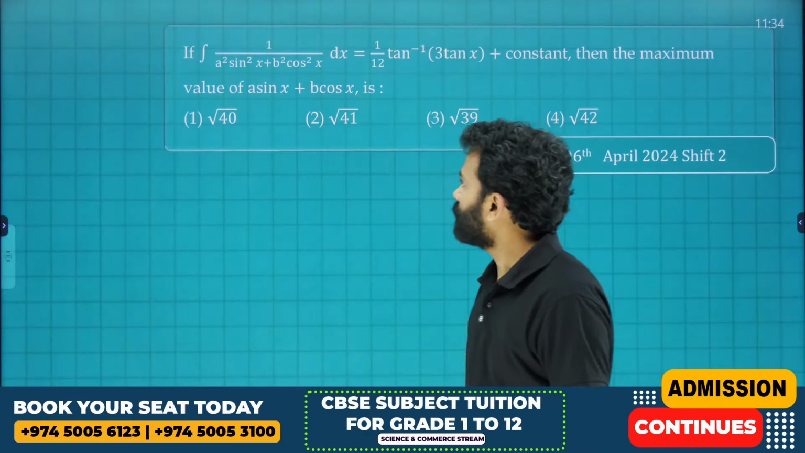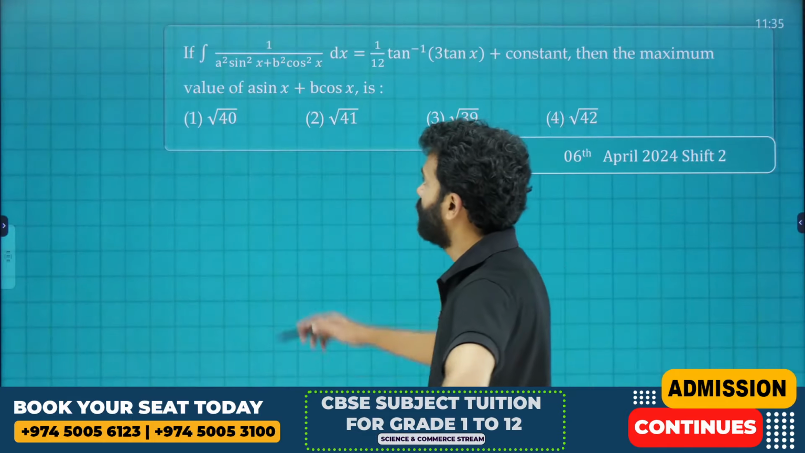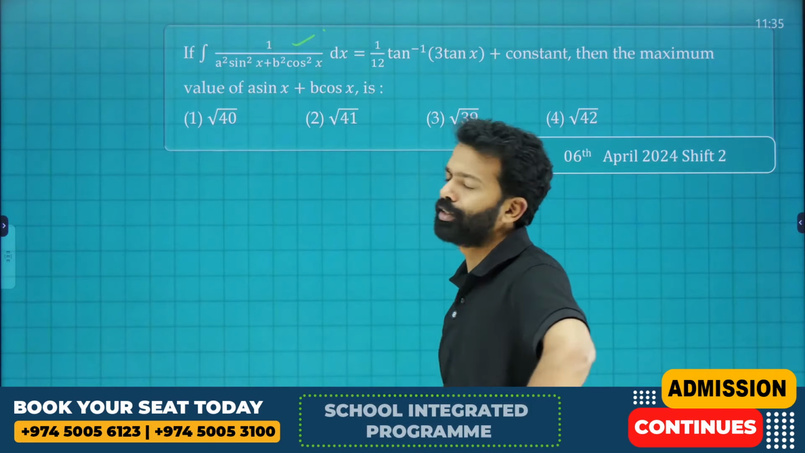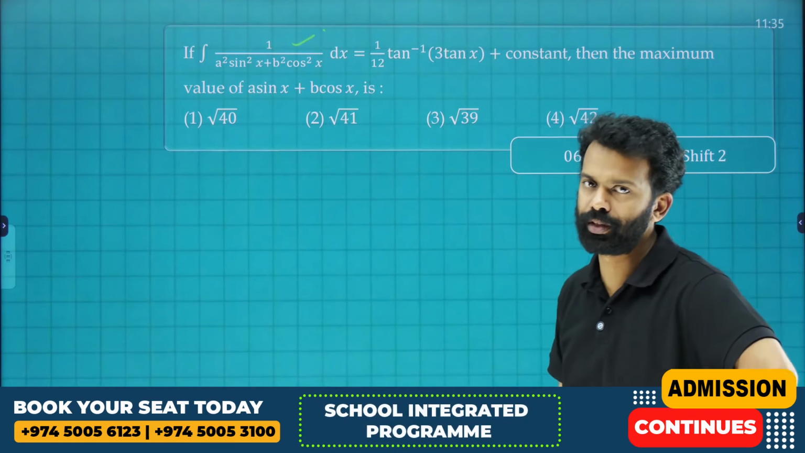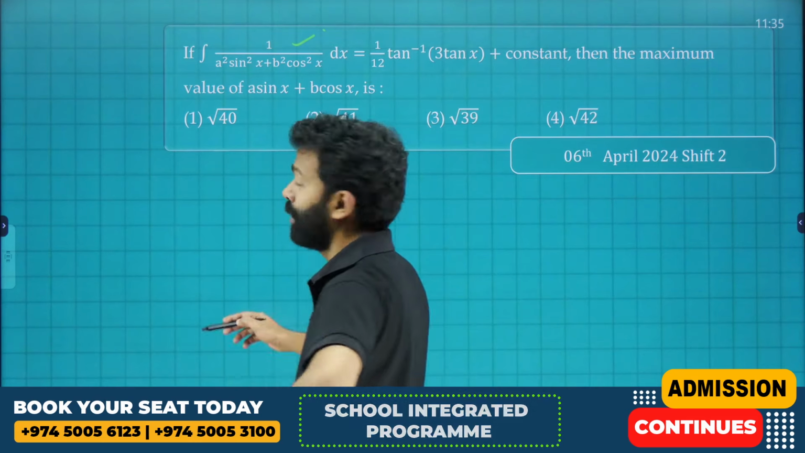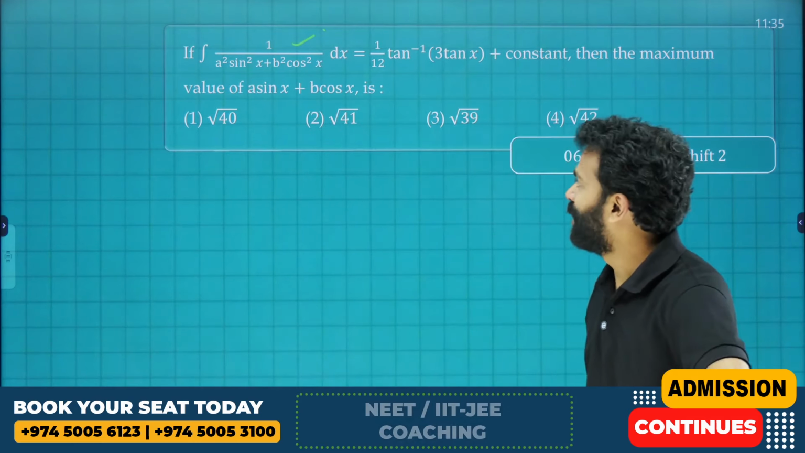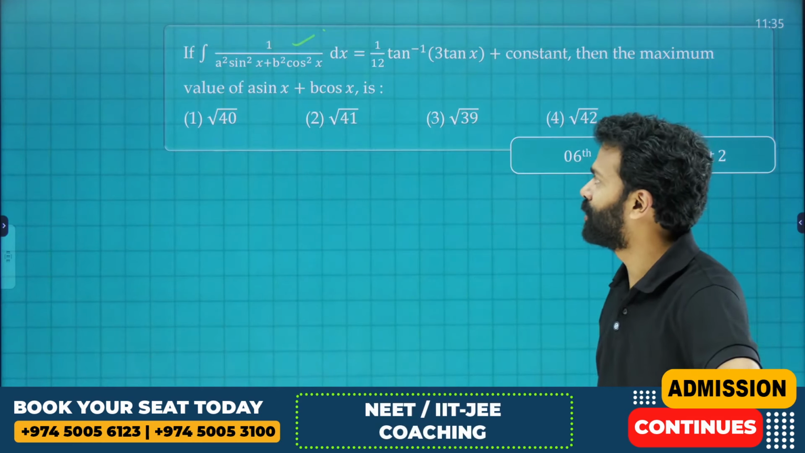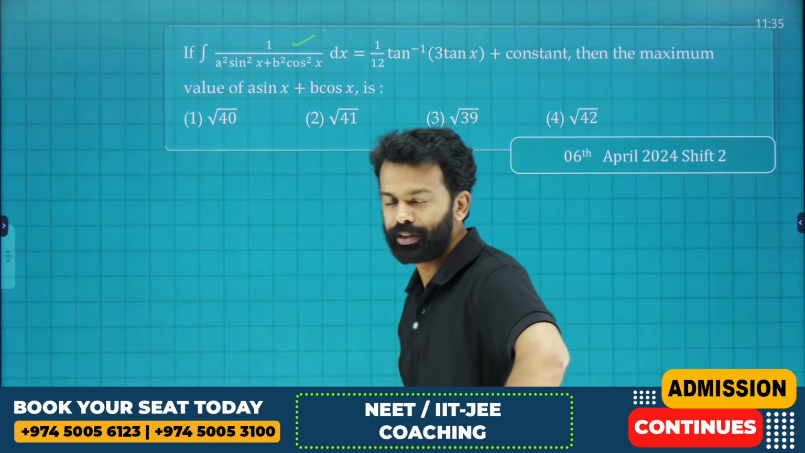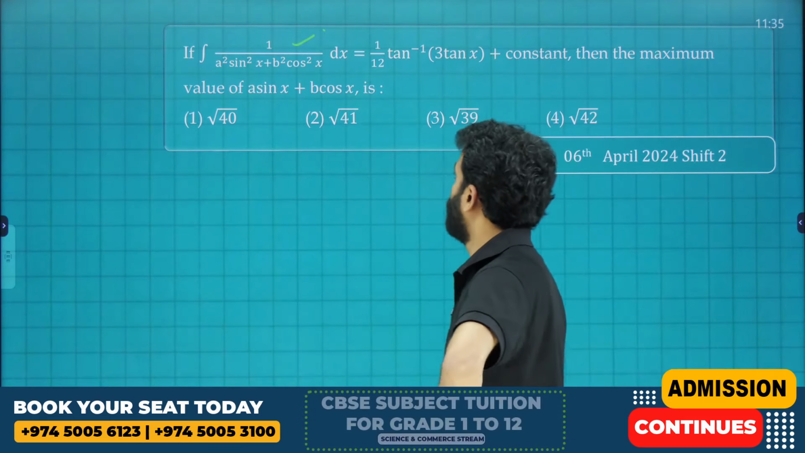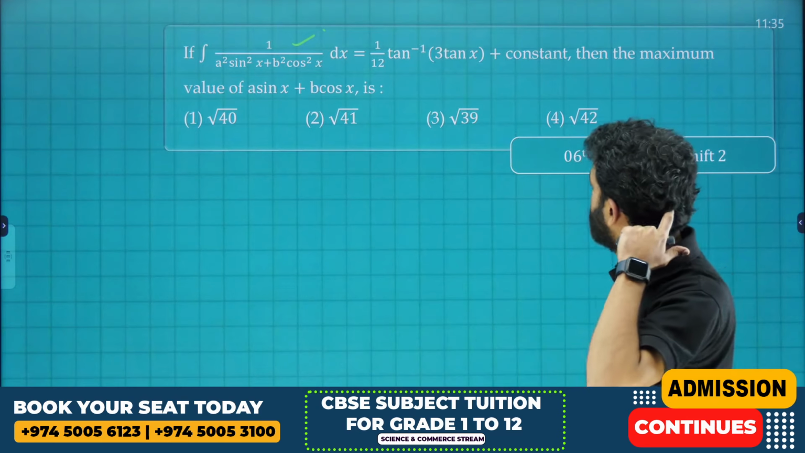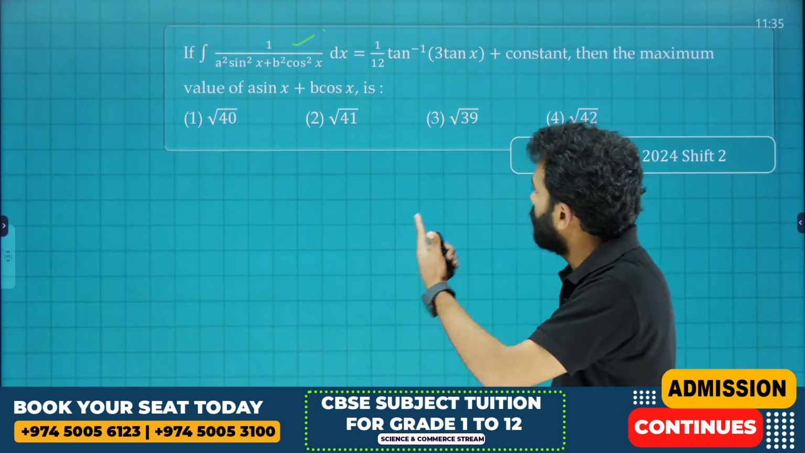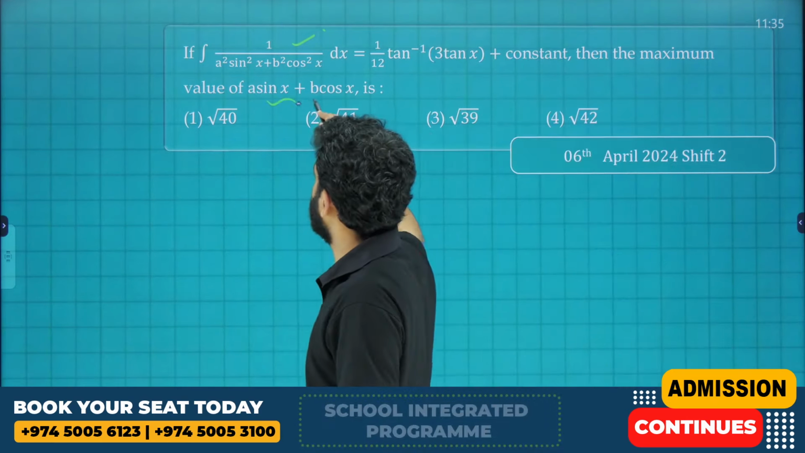Next question. Nothing to do here. See, what is the general answer for this one? 1 by a square sin square x plus b square cos square x. I'll read the question first. Integral dx by a square sin square x plus b square cos square x is equal to 1 by 12 into tan inverse 3 tan x plus c, plus constant.